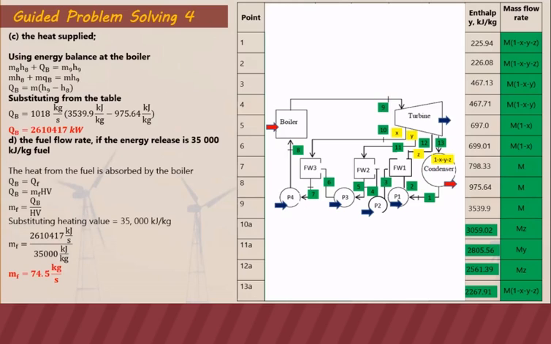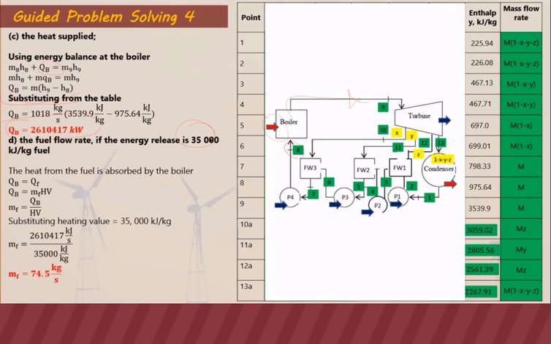Next is the heat supplied. So we are going to do an energy balance at the boiler. So in the boiler, we have heat input M8H8 as well as heat input QB. Energy out is M9H9. So that's why we have it here. Rearranging the term, we arrive at this one. And then we just substitute the values that we already have. So the heat supplied in the boiler is 2610.417 kilowatts.